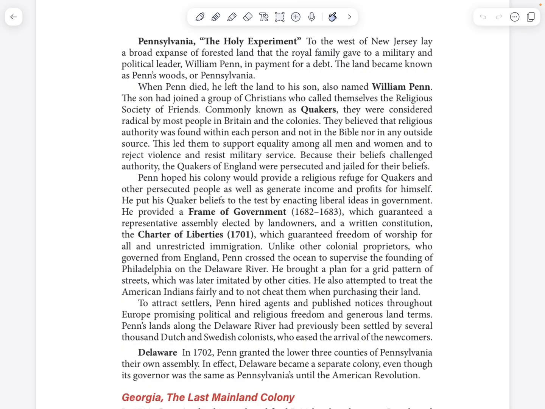When Penn died, he left the land to his son, also named William Penn. The son had joined a group of Christians who called themselves the Religious Society of Friends, commonly known as Quakers. Then they were considered radical by most people in Britain and the colonies. They believed that religious authority was found within each person and not in the Bible nor in any outside source.